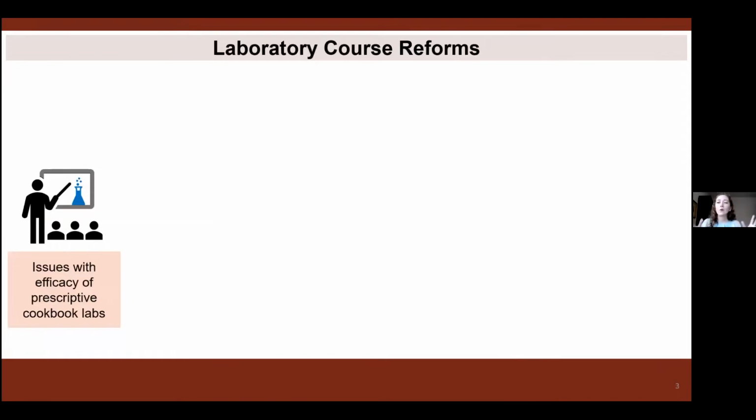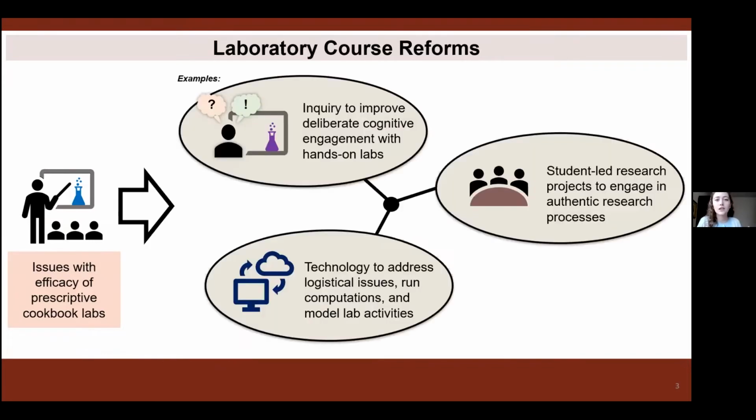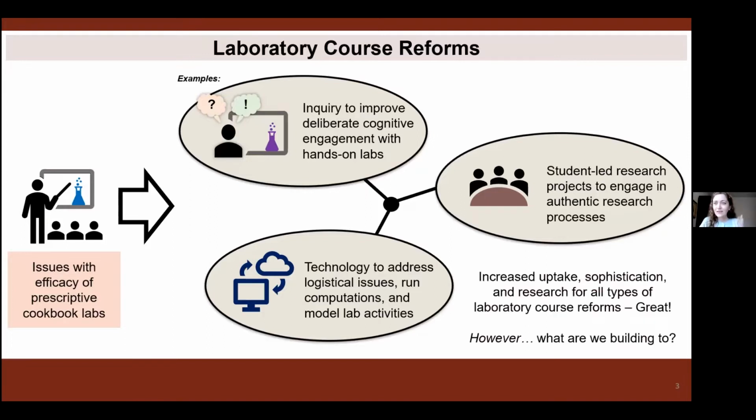As a result of the fact that we're recognizing that there are issues with prescriptive cookbook labs, there's an increasing movement toward reforming lab courses. People are using inquiry labs, student-driven research projects, as well as technology like LearnSci to model lab activities. And so this is great, fantastic. However, I do question whether we might be jumping a little bit ahead of ourselves.